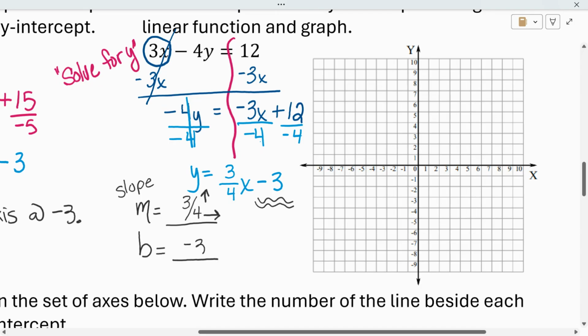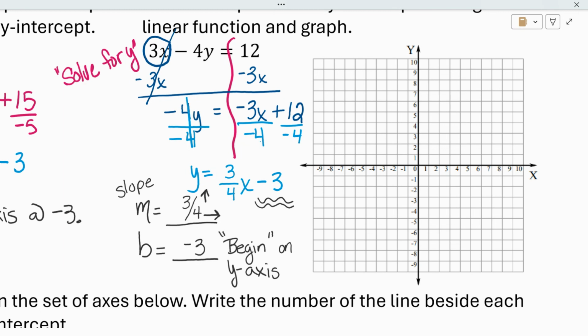Negative 3, good job. That y-intercept, remember, is where you begin on the y-axis. I always say B is where you begin. That helps me remember. Hopefully it'll help you. B is where you begin. So where are we going to begin on the y-axis? At what point? At negative 3.